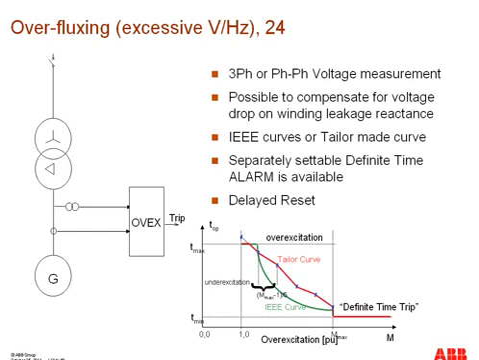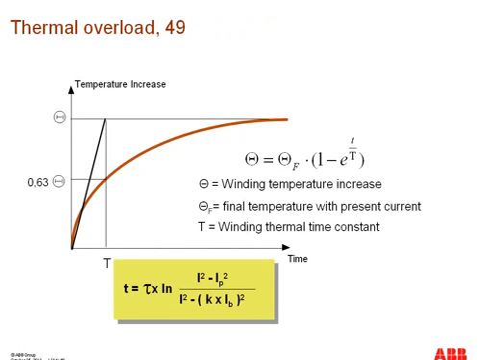These are the characteristics of the overfluxing protection. This protection is based on the calculation of the volts per hertz ratio. The action of the protection is usually to initiate a reduction of excitation, and if this fails, then a trip is issued after a certain time delay, which can be up to several minutes, in fact. Both IEEE curves as well as tailor-made curves are available, and inverse time as well as definite time trip conditions can be implemented for this overfluxing protection.